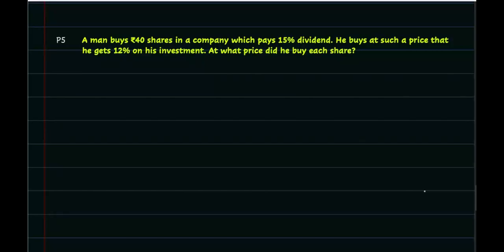Moving ahead, fifth problem. A man buys 40 rupees shares in a company which pays 15% dividend. Okay, face value is 40 and 15% of 40 is rupees 6. So dividend you are getting is rupees 6 per share. He buys at such a price that he gets 12% on his investment. Whenever he is getting a lesser percentage, it means he has bought at a premium.